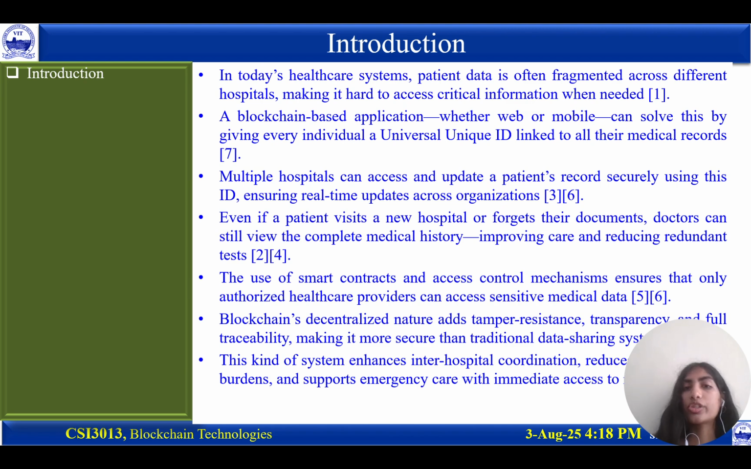And because blockchain is decentralized, it is naturally tamper proof, transparent, and ensures complete traceability. Unlike traditional systems, any changes to the data leave a permanent and verifiable trail. Ultimately, this system enhances inter-hospital coordination, reduces administrative burdens, and provides immediate access to medical data, which is especially critical during emergencies.